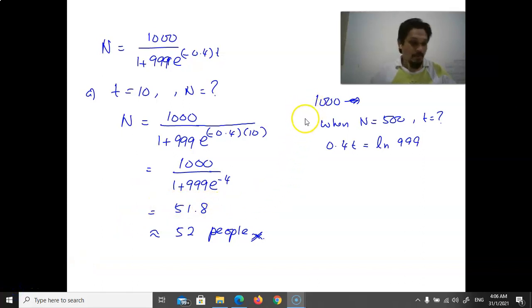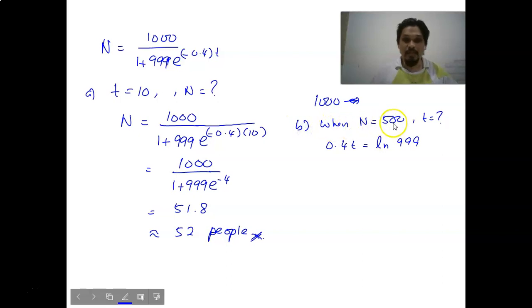Okay, class. For question B, when n equals 500, which is half of the earliest population that was infected by the influenza, then here, when n equals 500 and t, okay, suddenly I gave you all this one here. Supposedly if I gave you the idea from where we get all this: n equals 1000 divided by 1 plus 999 e^(-0.4t).